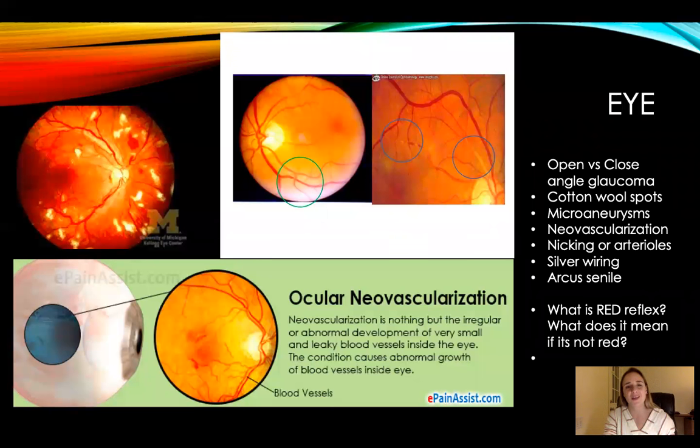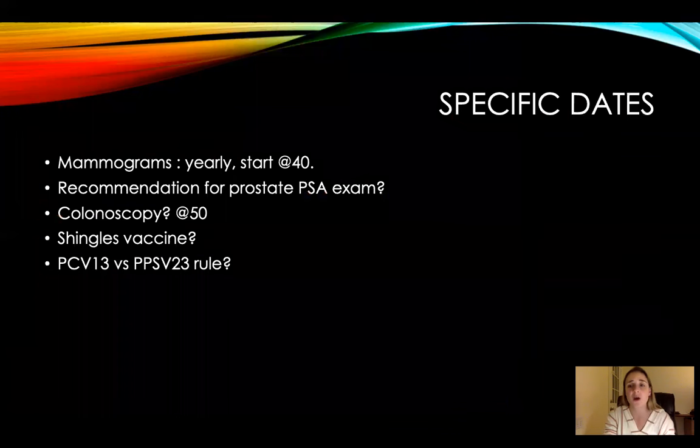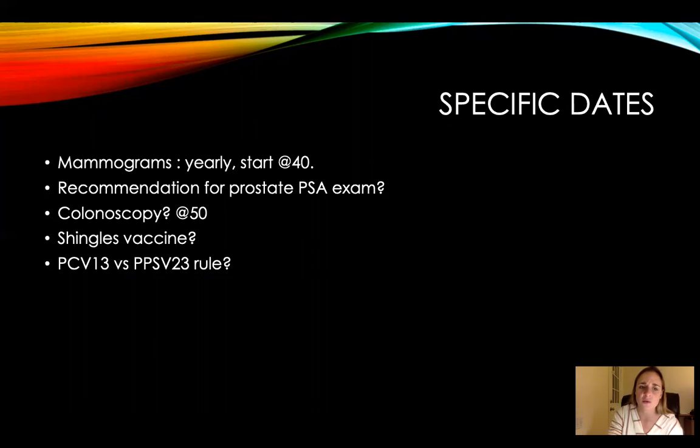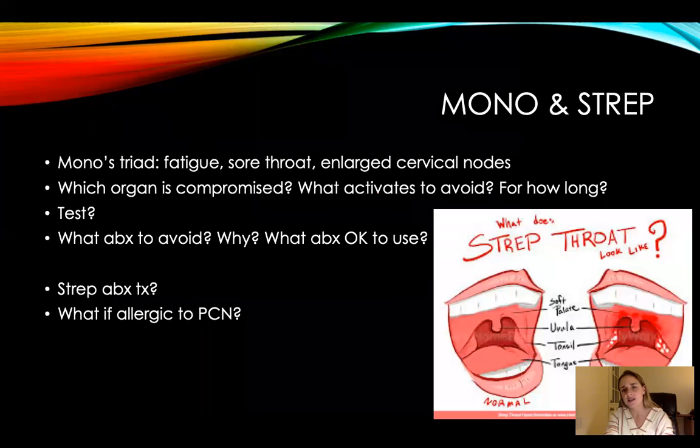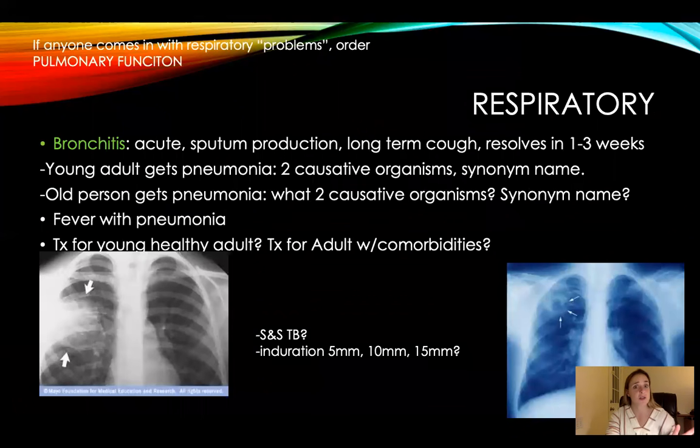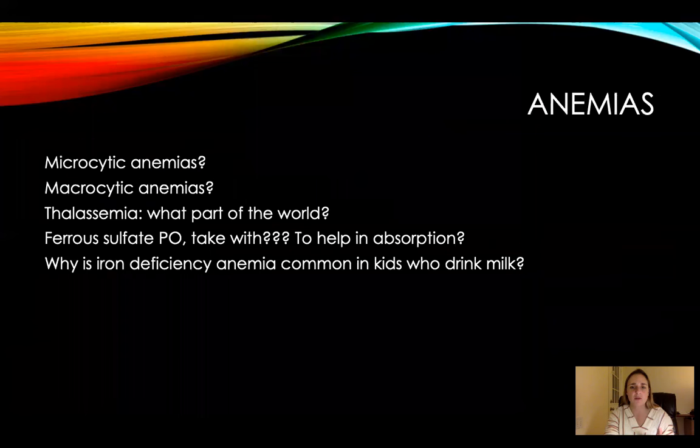We have to talk about the eye, cotton wool versus silver wiring, and if you see any of these keywords, you have to know which one is what. Specific ages, who gets colonoscopy, at what age. We talk about shingles, pneumococcal vaccine, how to differentiate between mono and strep. We talk about respiratory, a lot of respiratory, but here's the basics. The most important thing you should know about respiratory, such as pneumonia and tuberculosis: who gets it, what are the causative organisms, an easy way to remember everything.